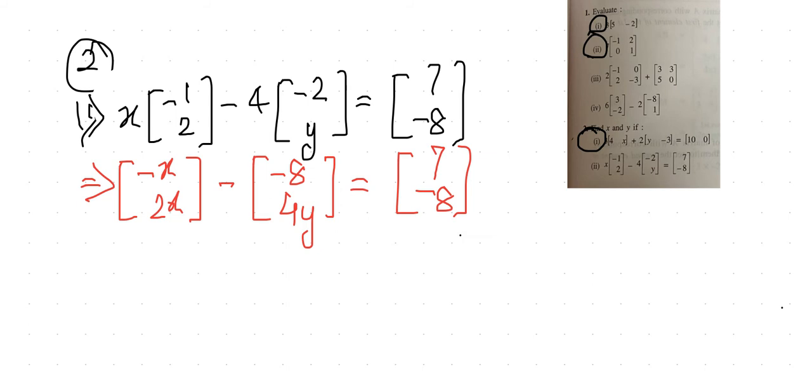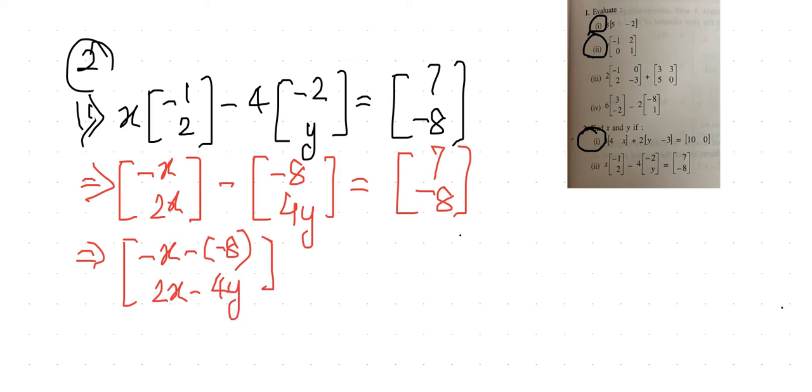So this further implies what, children? We will be now moving to doing the calculation part or whatever things which are possible. So we will be writing like this. See, we will be now performing the subtraction, minus x minus minus 8 and here I am having 2x minus 4y is equal to 7, and here it is minus 8.